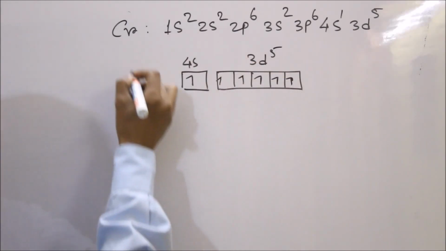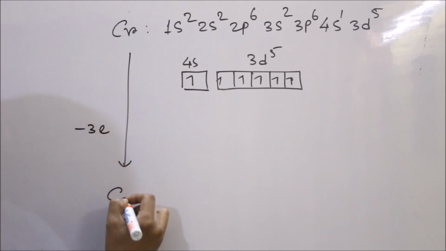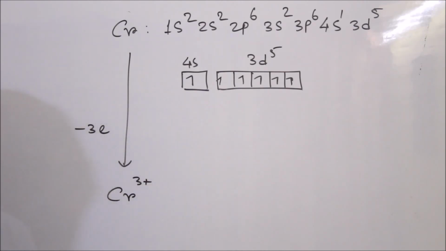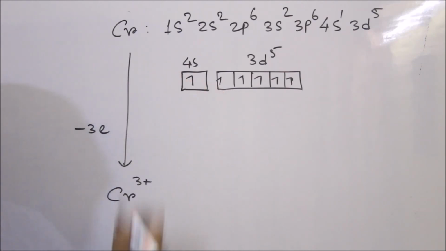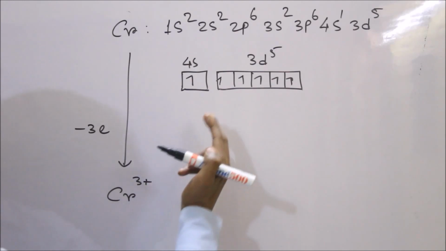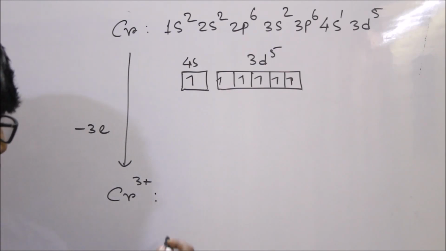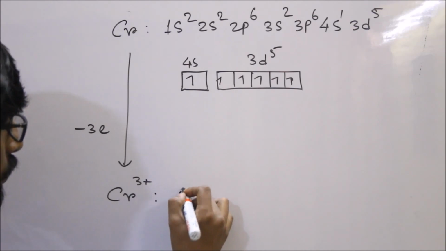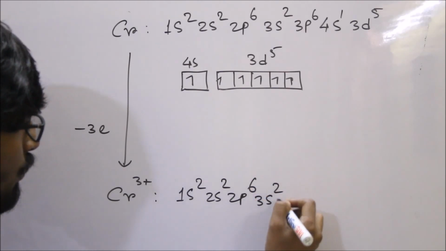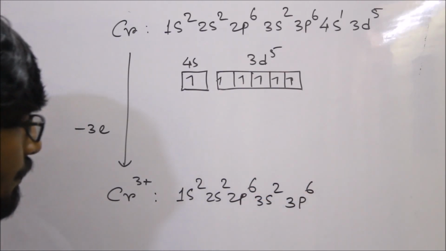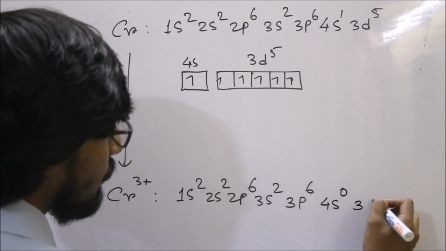Now when 3 electrons are removed from the chromium atom, we get Cr3+, and the electrons will first be removed from the 4s orbital, then the 3d orbital. So the electronic configuration will be 1s2, 2s2, 2p6, 3s2, 3p6, 4s0 and 3d3.